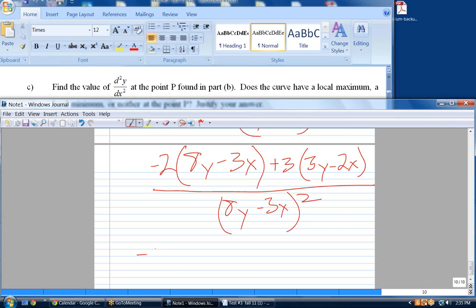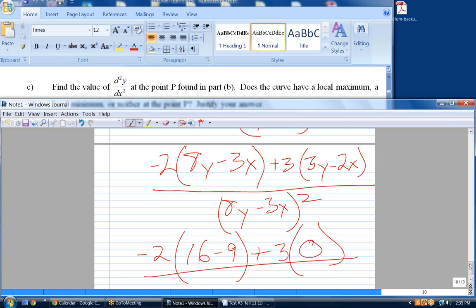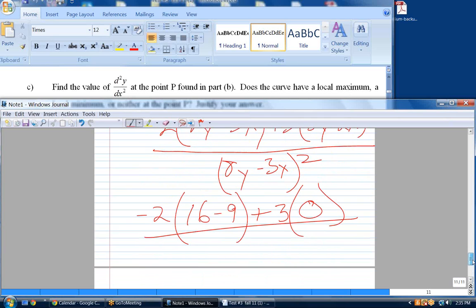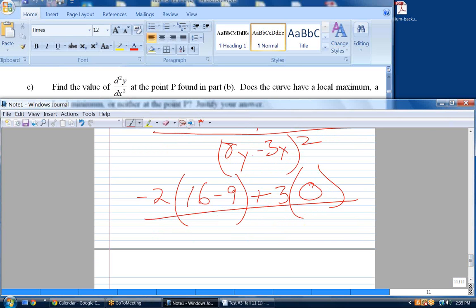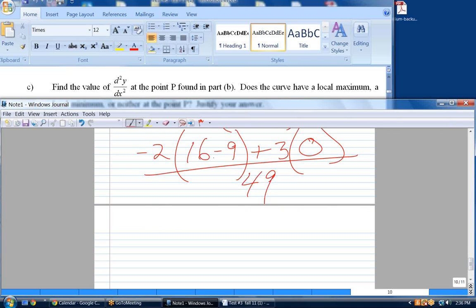So what do we have here? Minus 2 times 16 minus 9, plus 3 times 6 minus 6, which is 0, all over 16 minus 9 squared, which is 49. So that's 7. Minus 2 times 7 is minus 14 over 49, which is minus 2 sevenths.